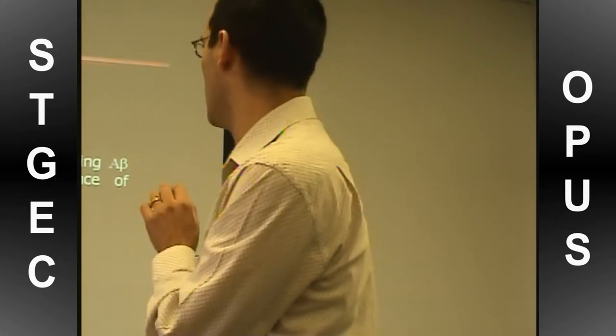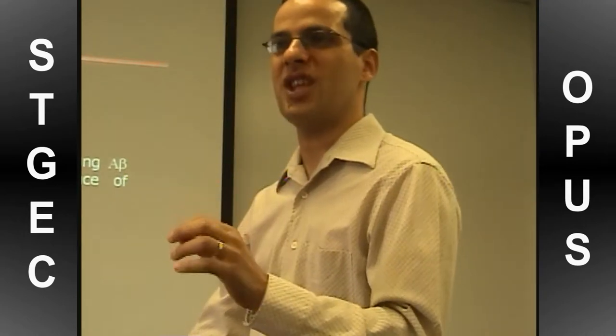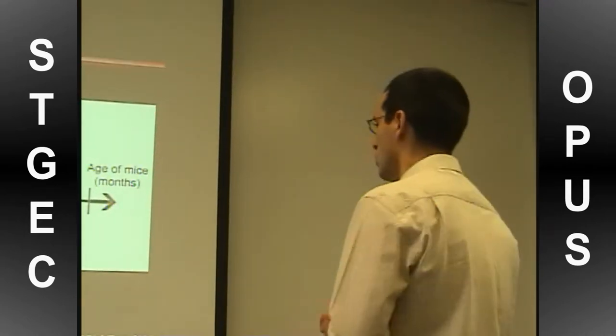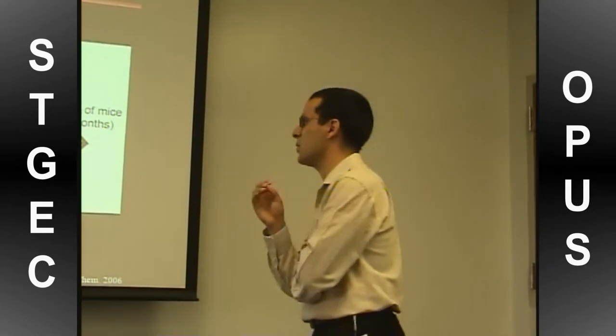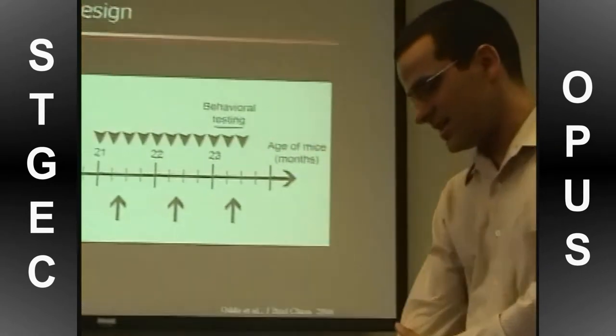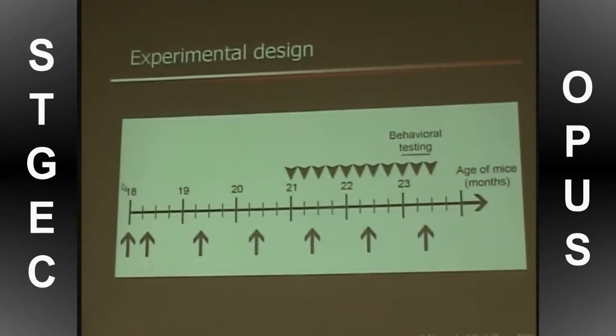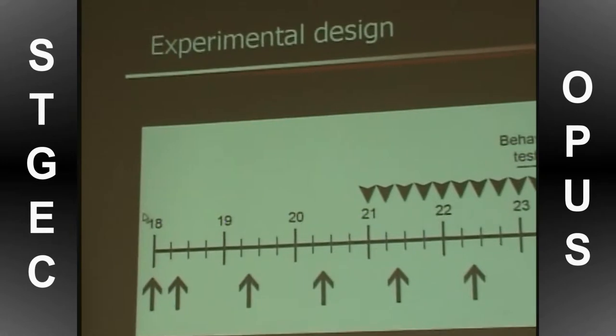So what happens to the A-beta pathology? Can we rescue the cognitive decline when plaques and tangles are already established? This is the experimental design that we used to try to address this question. We start with 18 month old mice, and these mice at this age have already established plaques and tangle pathology.